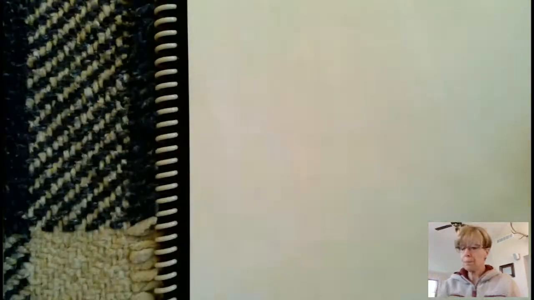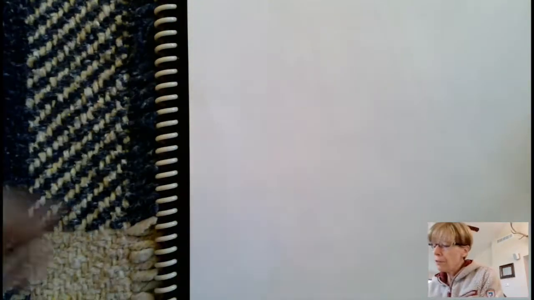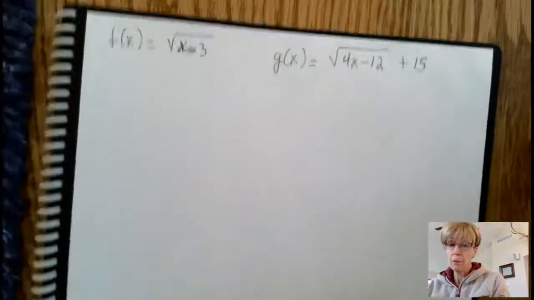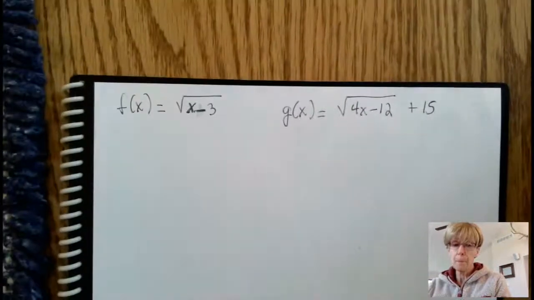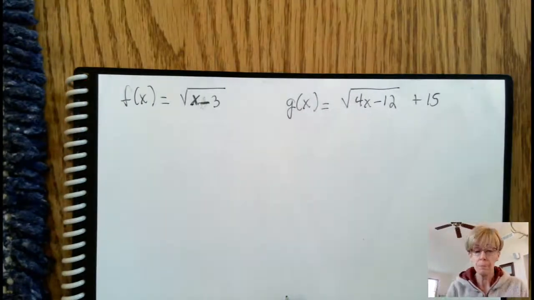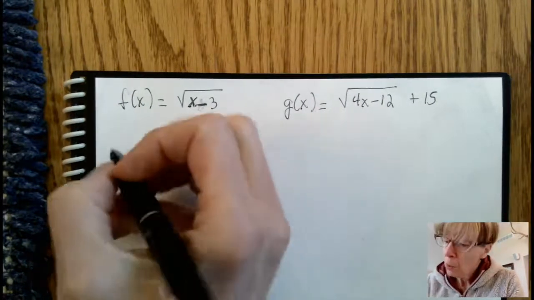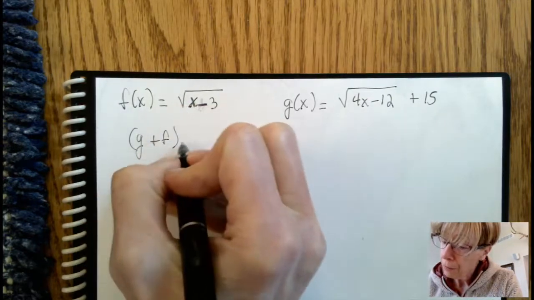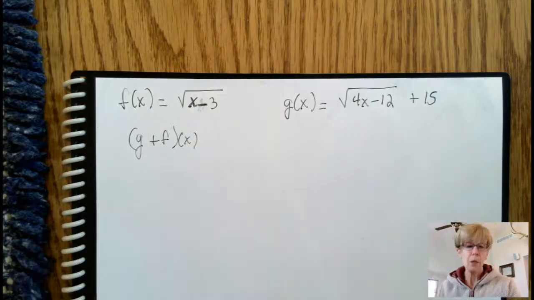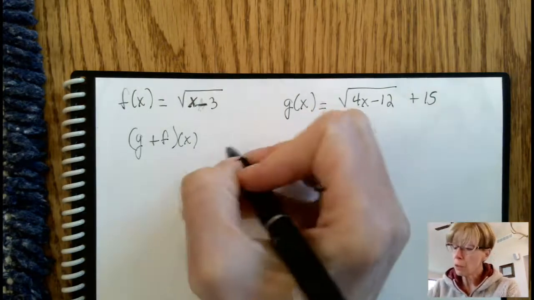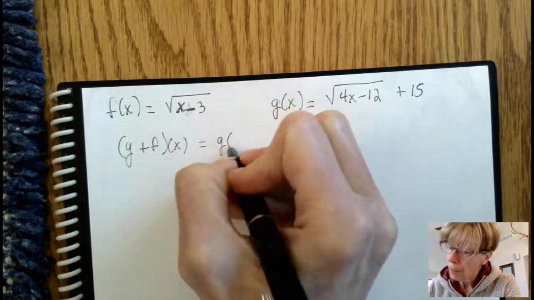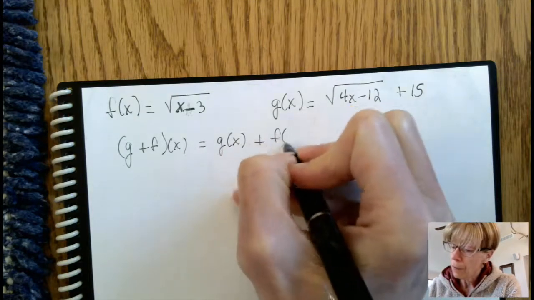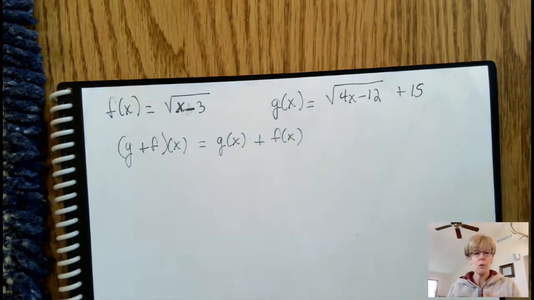So again, what Edmentum had written is g plus f of x. And what that means is we're going to take the function g of x and add to it f of x. So let's fill in what g of x equals. It equals the square root of 4x minus 12, and then plus 15, and then f of x is the square root of x minus 3.